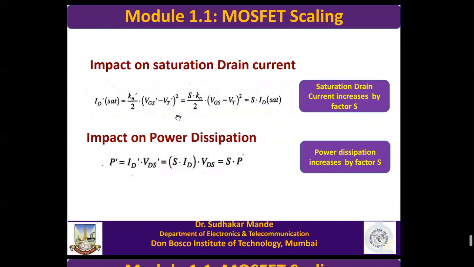Saturation current: the same thing happens. This Kn dash increases while the voltages are the same. So therefore, saturation current increases by factor S. And what happens to the power dissipation? Because voltage remains the same but drain current increases, power increases by factor S.